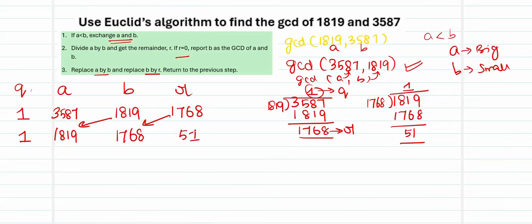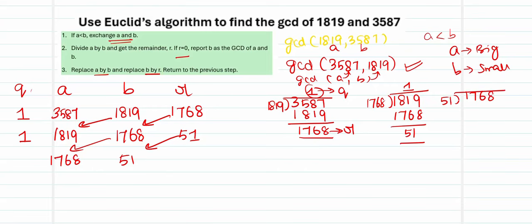Is the remainder 0? No. So we again execute the algorithm one more time, replacing A with 1768 and B with the remainder 51. Divide this biggest number 1768 by the smallest number 51, which is B.